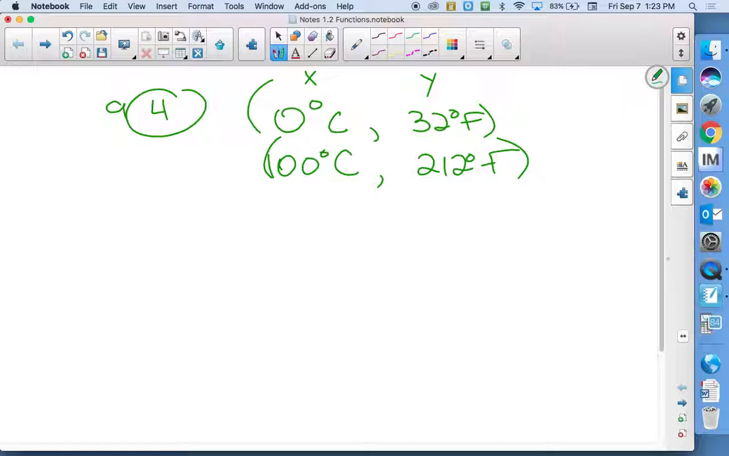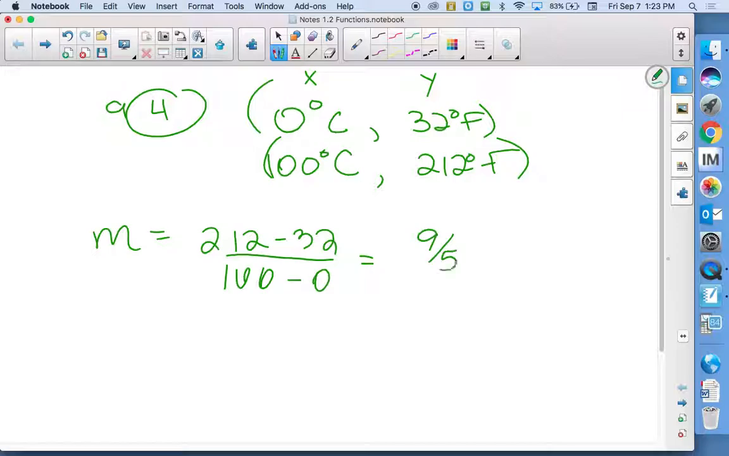Maybe I'll rephrase that. Chelsea? You could do 212 minus 32 over 100 minus 0. Yeah, so 212 minus 32, so y1 minus y2, over 100 minus 0. And when you do that, Chelsea, that becomes 9/5. Yeah, that's what it reduces to. So that's the slope, or 1.8 if you had 1.8.